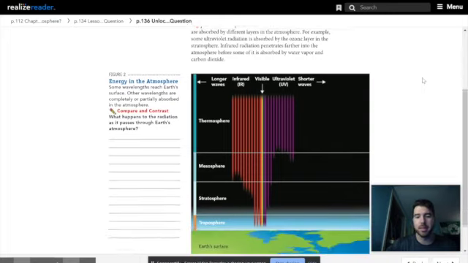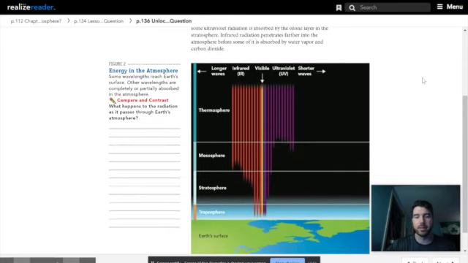So you can see in Figure 2, some of the infrared radiation is absorbed by the mesosphere, but most gets past the stratosphere and into the troposphere. Visible light penetrates through all the layers of the atmosphere, and ultraviolet gets stopped. Most of it gets stopped in the upper atmosphere, and then a little bit more in the mesosphere, and then even most of the rest is stopped in the stratosphere.